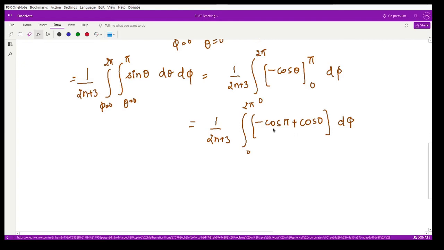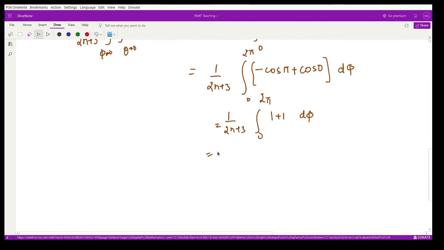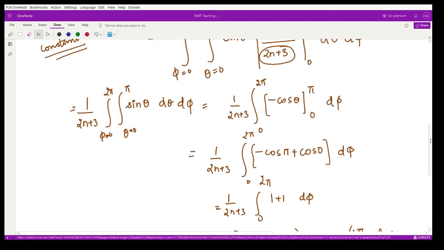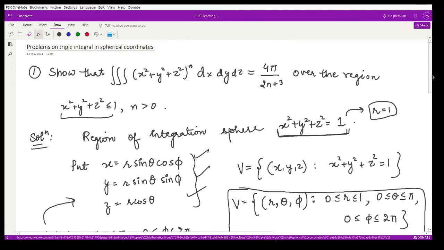Cos of pi, what is the value? It is equal to minus 1. So we have plus 1 plus 1. So that is 2, right? 2 d phi, integration from 0 to 2 pi, 1 by 2n plus 3. So this quantity is equal to, 2 is also taken outside, and its integration would be 2 pi minus 0. So finally the answer is 4 pi by 2n plus 3. So this is the answer, and this is what we wanted to prove here in the given question.